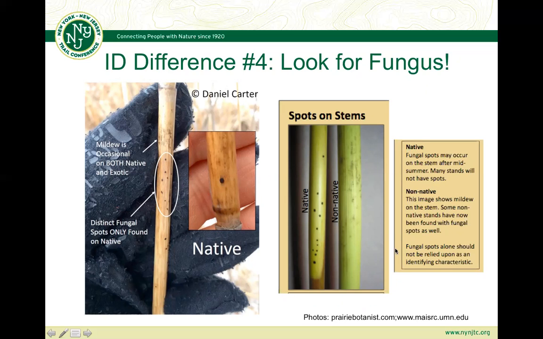Versus the lack of these fungal spots doesn't really mean anything. It could be native or invasive, but if you do see those black dots, it is indicative that it is native, but again, can't be relied upon as a sole characteristic for identification.